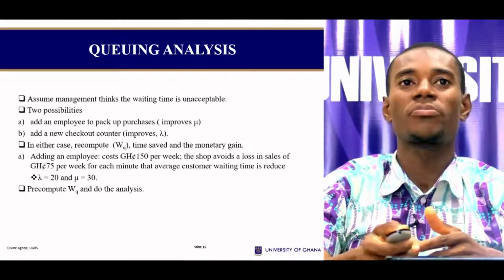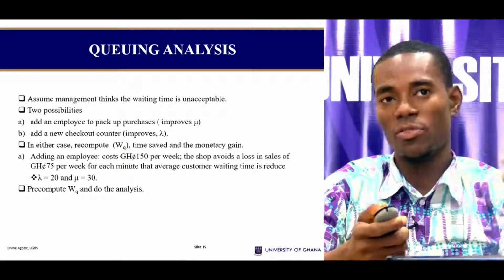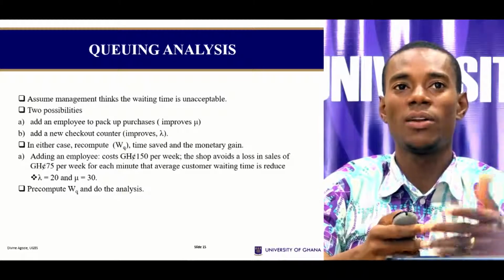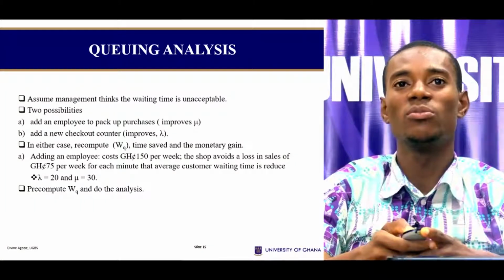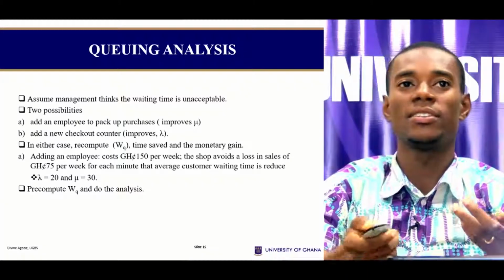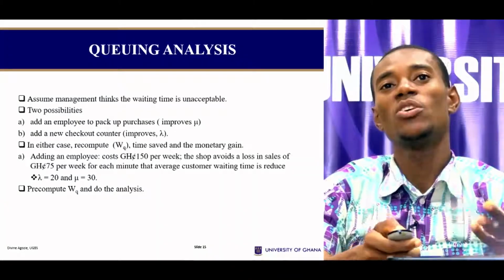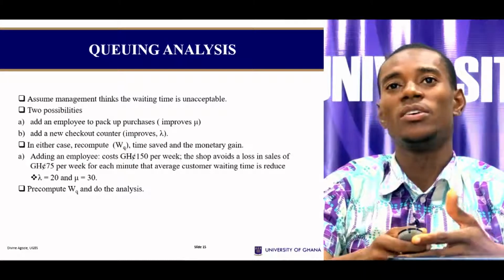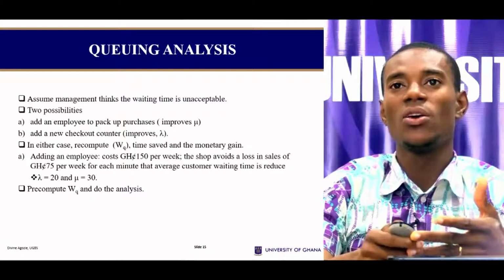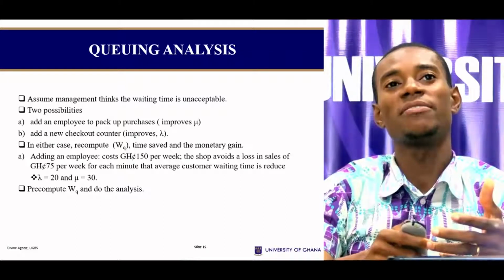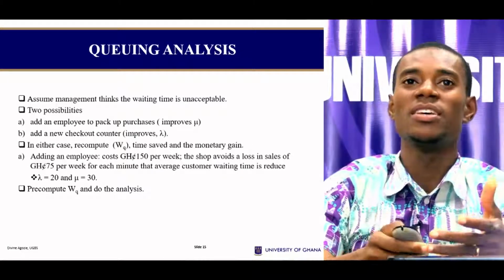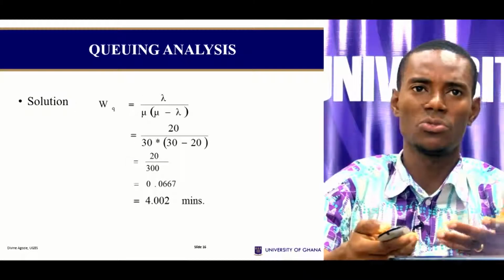Okay, so the previous example, where our lambda is 20 and the mu is 30. We recompute our WQ and do our analysis. So we are saying that adding an employee would cost 150 per week, and the shop avoids a loss of 75 Ghana cedi per week for each minute that the average customer waiting time is reduced. So let's look at this.